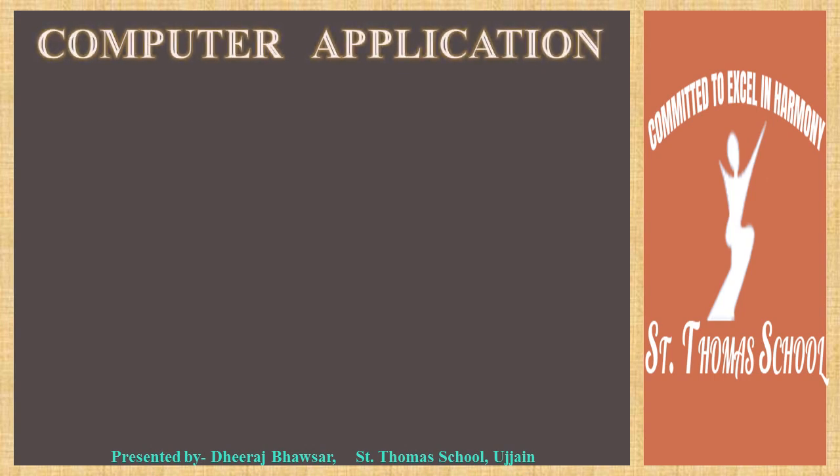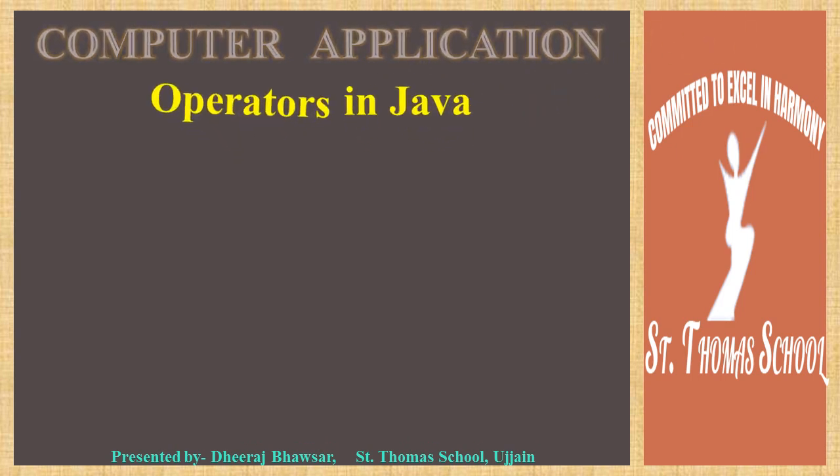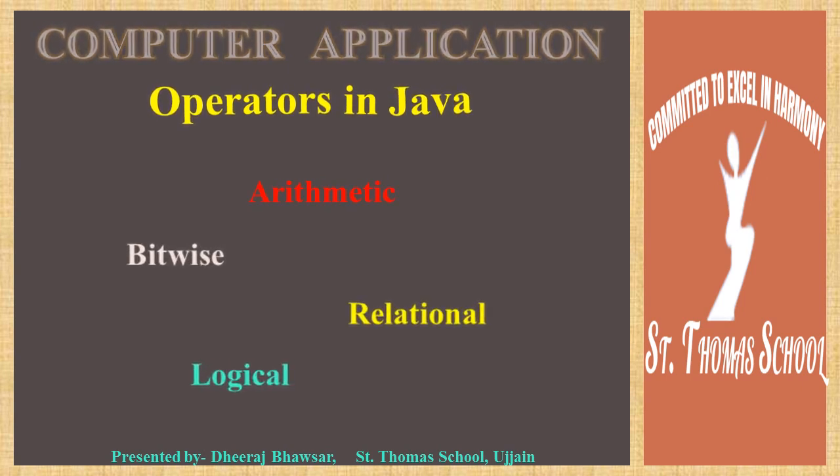Today we will start new chapter number 5, operators in Java. Java provides a rich operator environment. Most of its operators can be divided into the following four groups: arithmetic, bitwise, relational, and logical. And Java also defines some additional operators that handle certain special situations. In this chapter, we describe all of Java's operators.